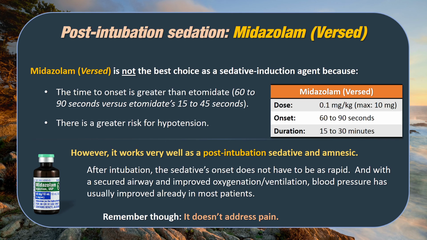After intubation, the sedative onset does not need to be rapid at that point. And so it is going to give us a way to improve our oxygenation, our ventilation, and let us control things. Although we have to remember one thing about Versed: it does not address the pain issues. Our dose for Versed is 0.1 milligrams per kilogram to a max of 10 milligrams. Onset is 60 to 90 seconds, and duration is 15 to 30 minutes.